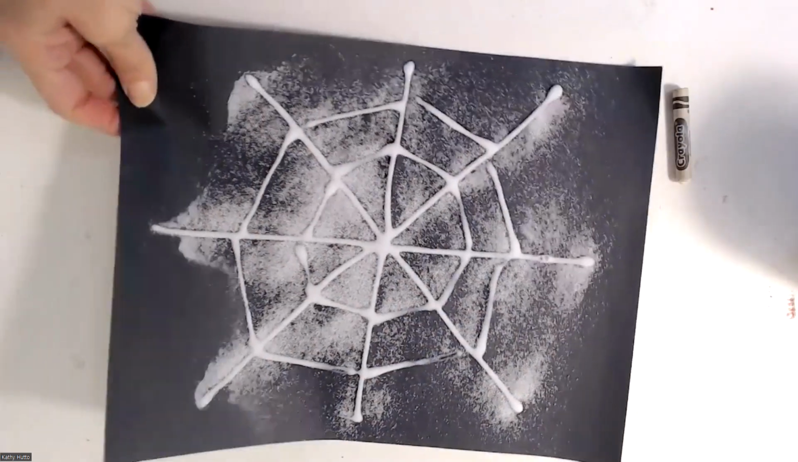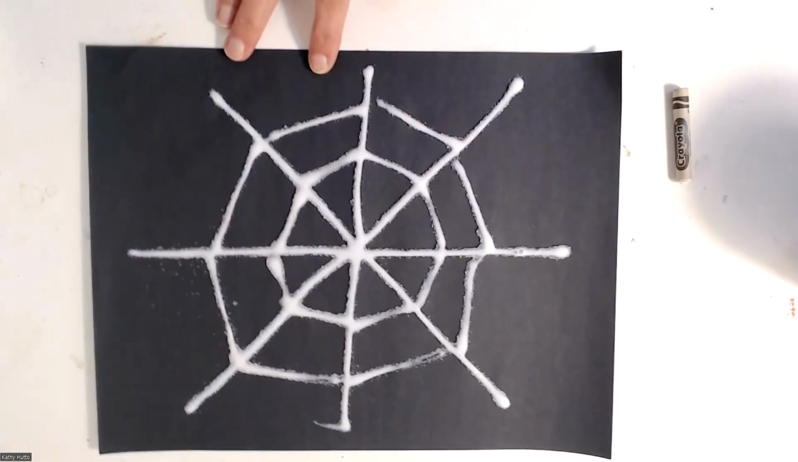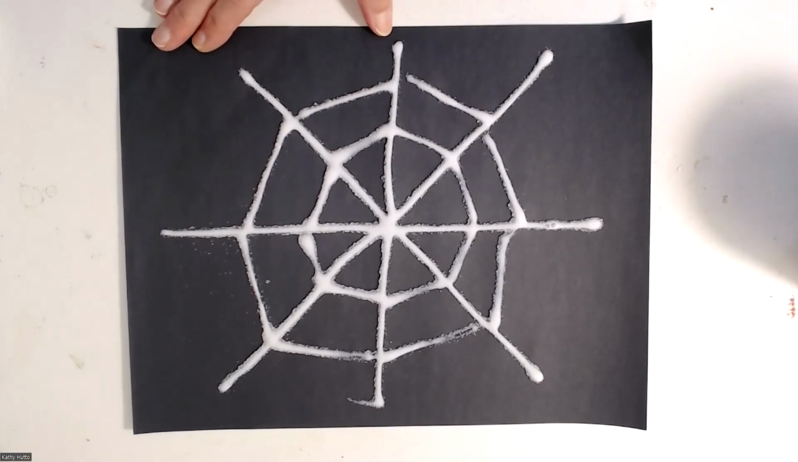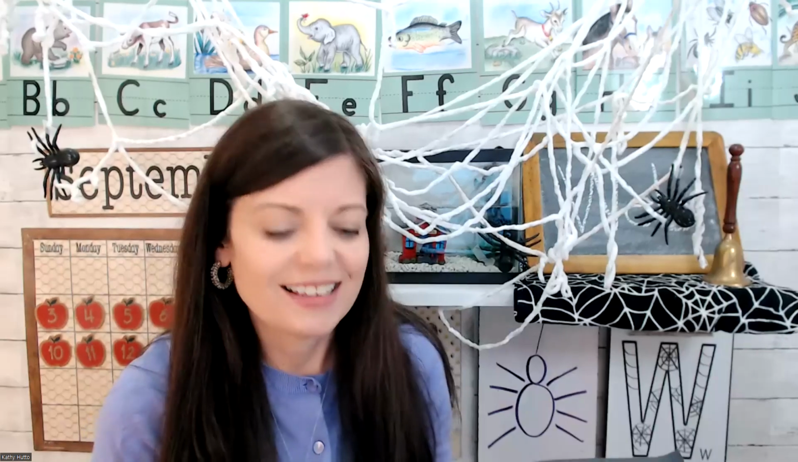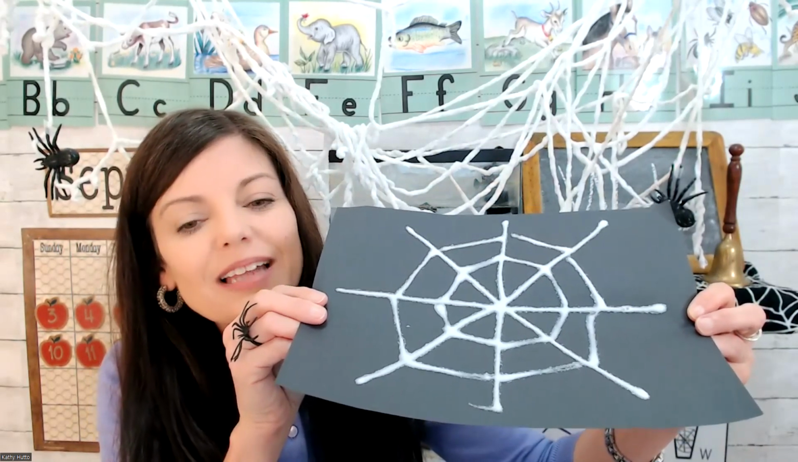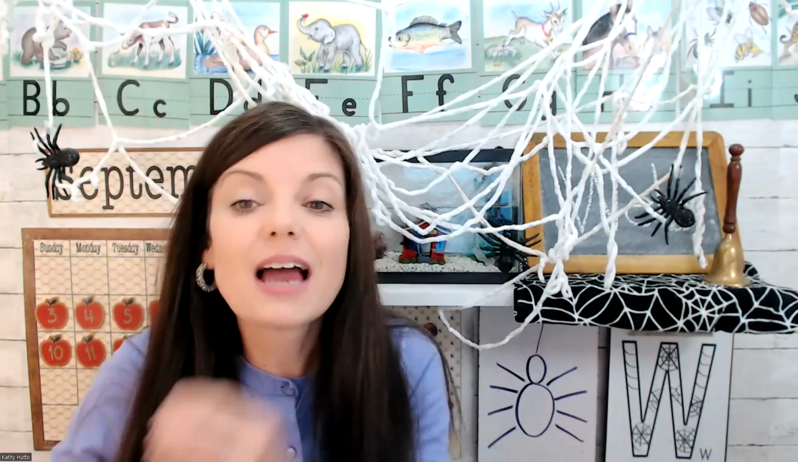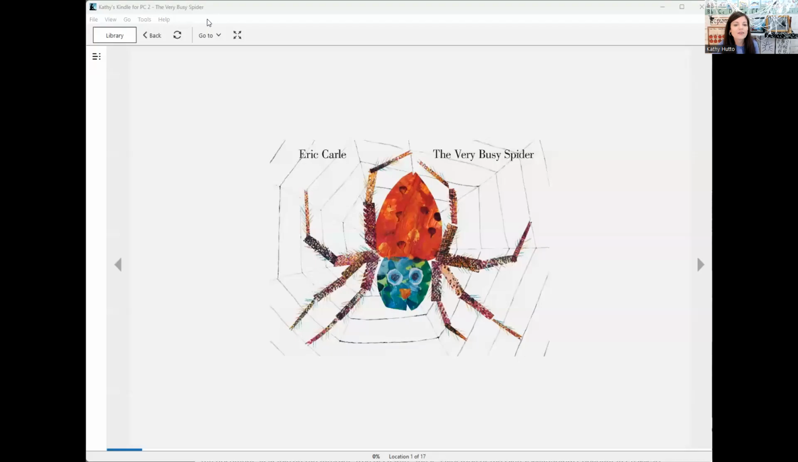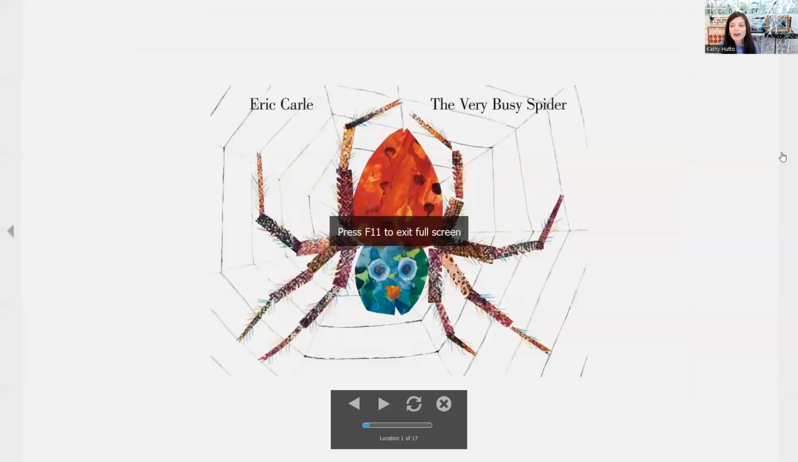So let me brush or shake this off into the trash can to remove all the extra salt, and then ta-da! There you have it. We have our spider's web made using glue and salt. Here's my spider's web. I think it turned out really cool. We'll let it dry. And now it's time for story time. For story time today, we're going to read a book called The Very Busy Spider by Eric Carle.